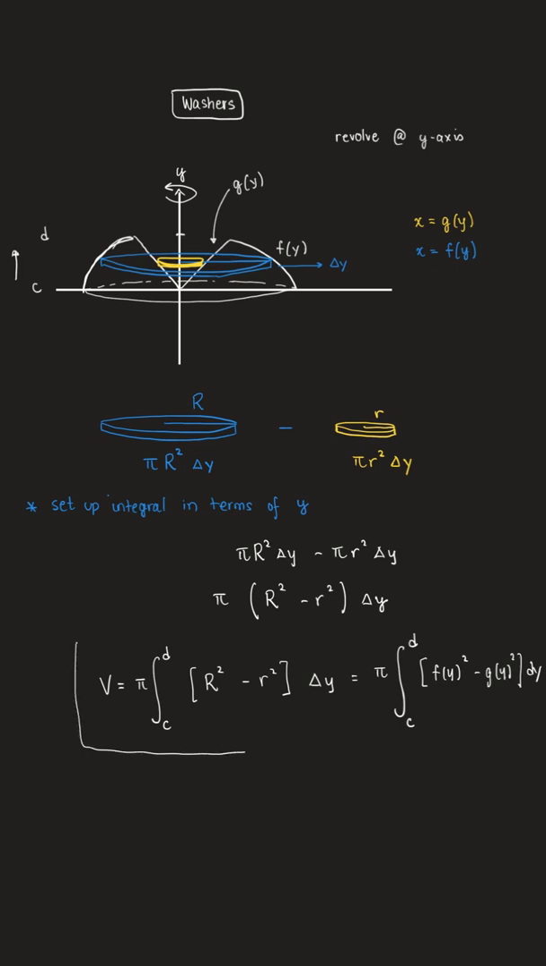So washers still, this is a dy here. Washers are just differences between two disks. We follow the same ideas. If we revolve over the x-axis, integrate with respect to x. Over the y-axis, integrate with respect to y.